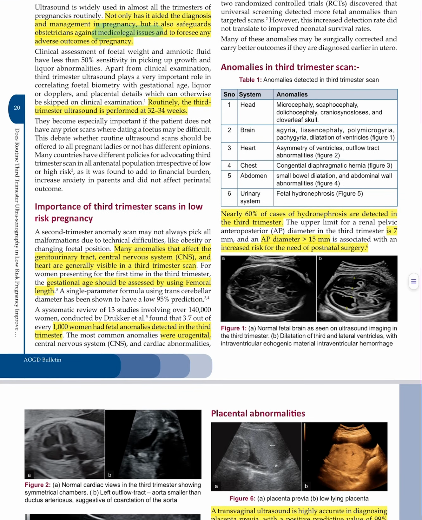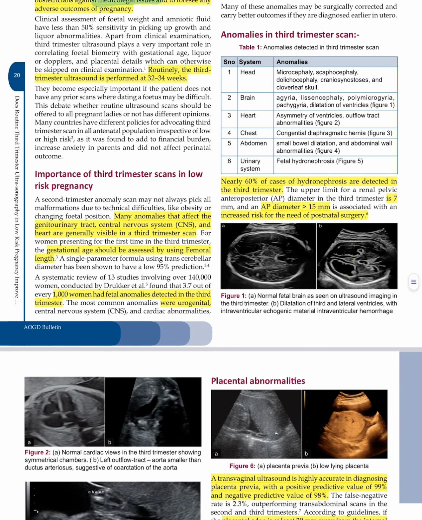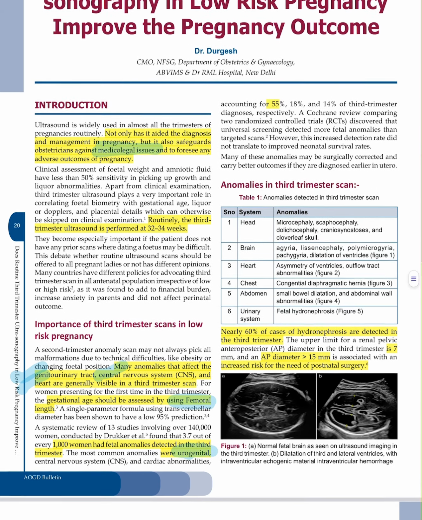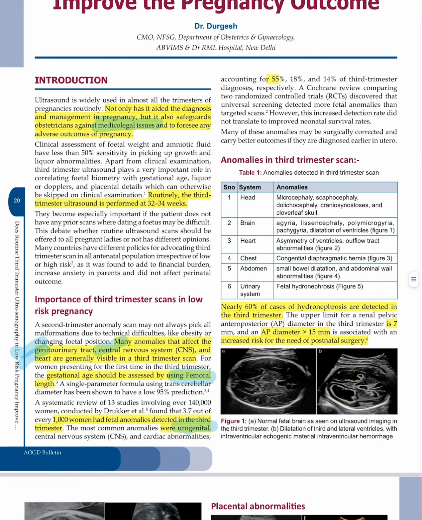Okay. Look, routinely the third trimester ultrasound is performed at 30 to 34 weeks. Many anomalies are found affecting the genital tract, CNS, and heart. And if a lady comes in at 32 weeks and she wants gestational age, then you can measure it by means of femoral length. Third trimester ultrasounds are important. For example, if you do a third trimester ultrasound, new urogenital congenital anomalies are seen in about 55%. In that way, in the third trimester scan, you can see head microcephaly and all.